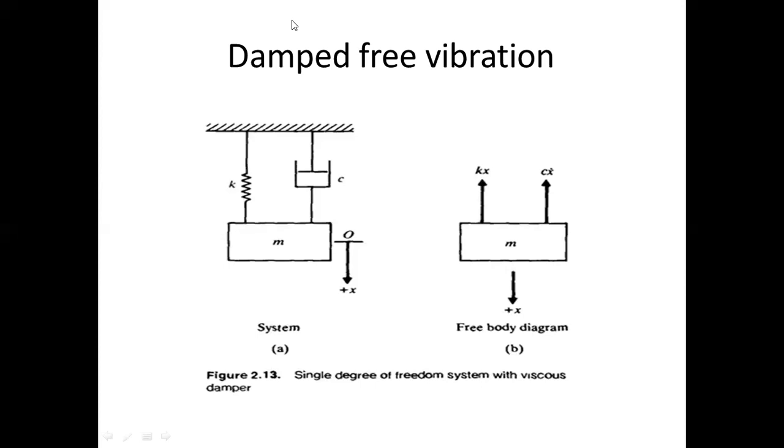So please draw this diagram in your notebook. So next derivation is the damped free vibration system. You have to draw these two diagrams. One is the single degree of freedom system with viscous damper, and the second one is the free body diagram of this damped free vibration system. Can you wait for this? Please draw this diagram so we move towards the next point.